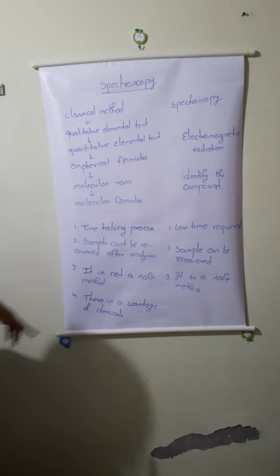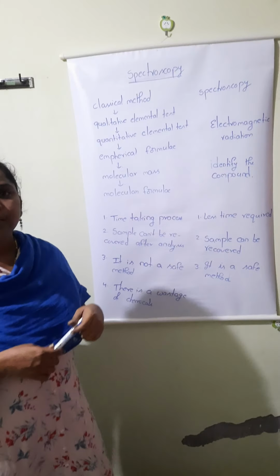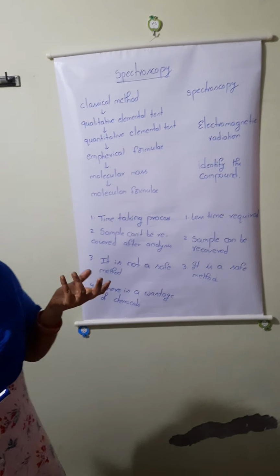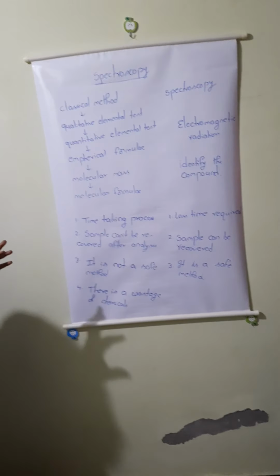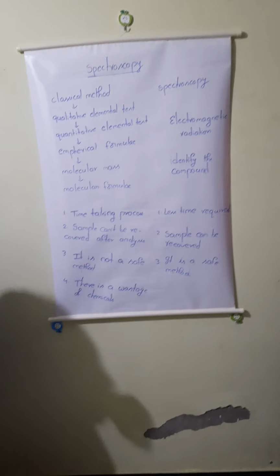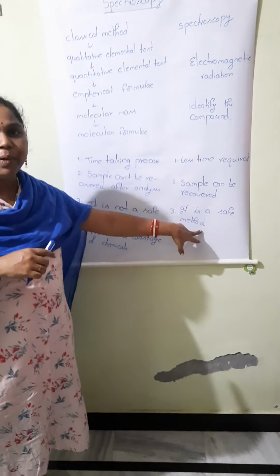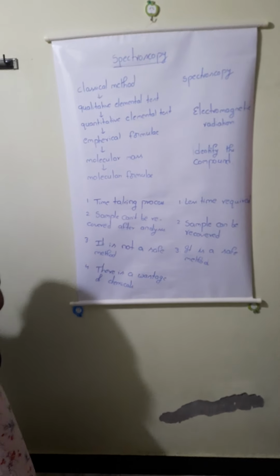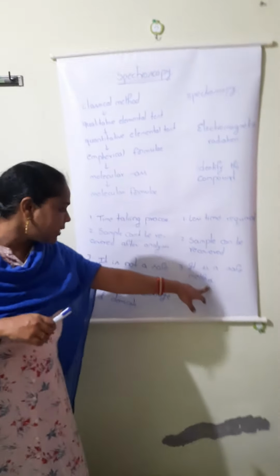So the classical method is not a safe method. Why? Because a lot of chemical reactions may be done. Suppose nausea, vomiting, such conditions can arise when we do chemical reactions. So it is not a safe method. But spectroscopy is a safe method. In the spectroscopy technique, we simply pass electromagnetic radiation through our sample, so no chemical reactions can be done. So it is a safe method.